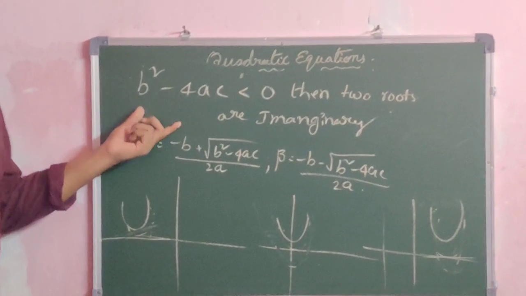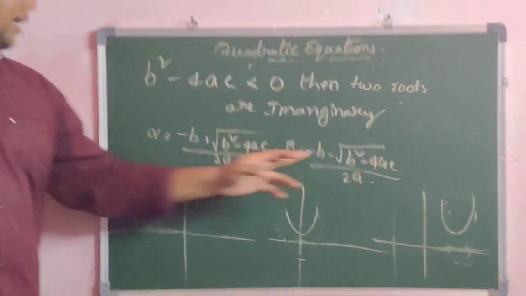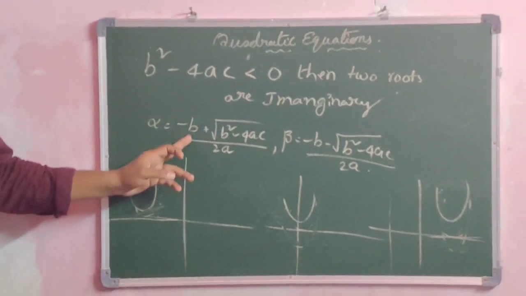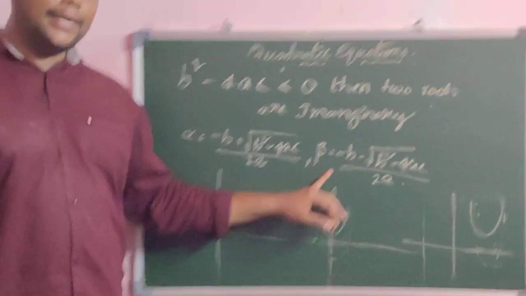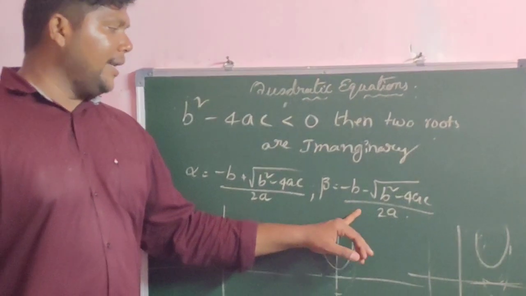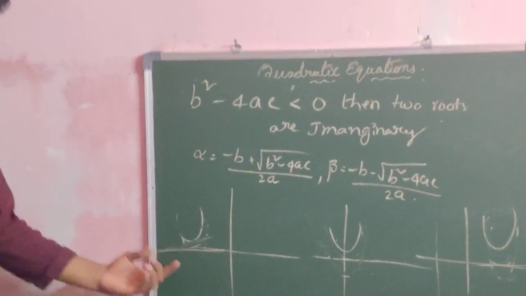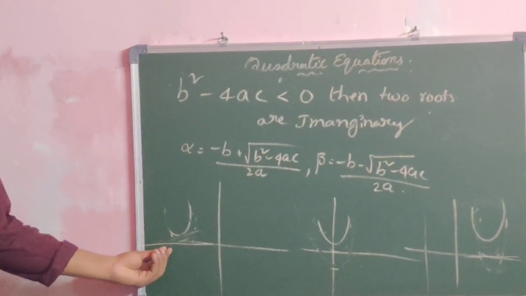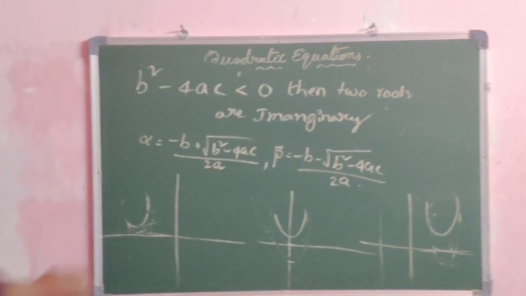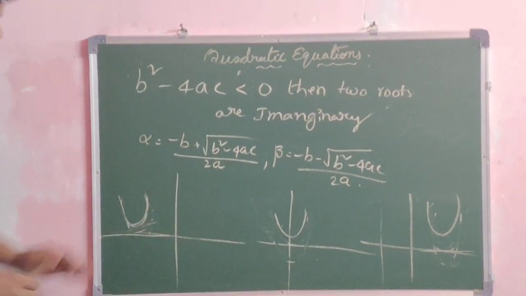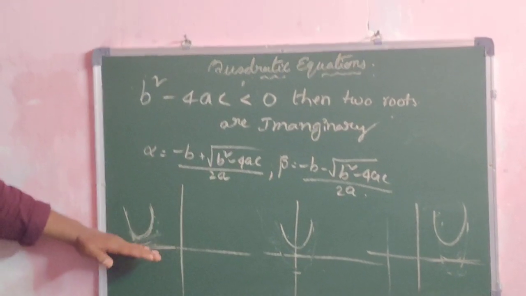Case 3: b square minus 4ac less than 0, then the two roots are imaginary. So alpha is minus b plus root of b square minus 4ac by 2a and beta is minus b minus root of b square minus 4ac by 2a. And the graph does not touch the x axis. This is the upward parabola, opening upward along the y axis. Okay, that is clear.